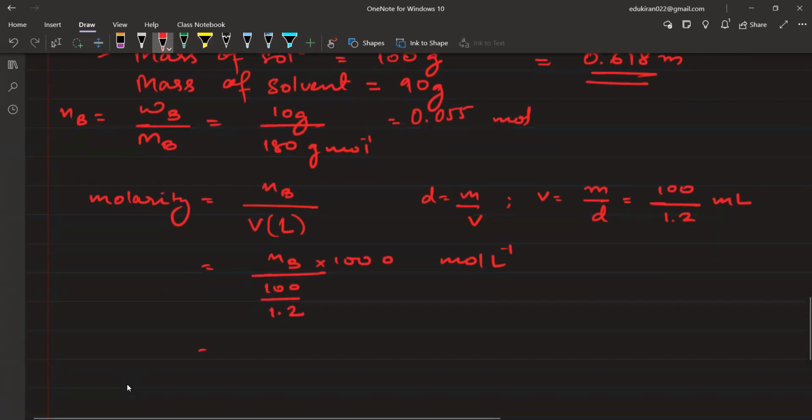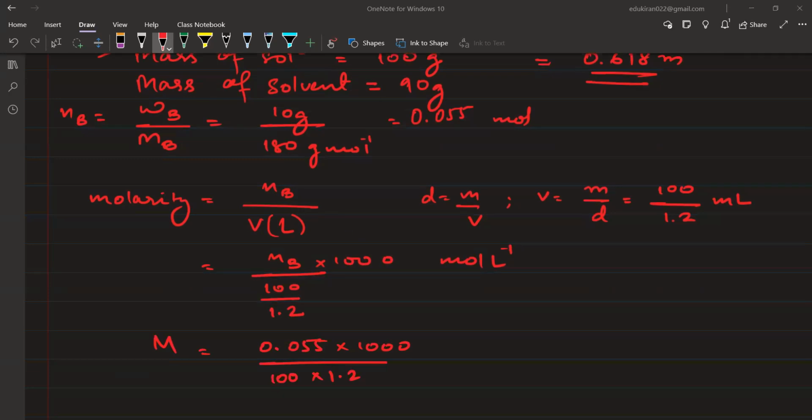Number of moles we have got as 0.055 into 1000 divided by 100 into 1.2. This is molarity. Calculate this value. Siddhika, yes, correct, very good.